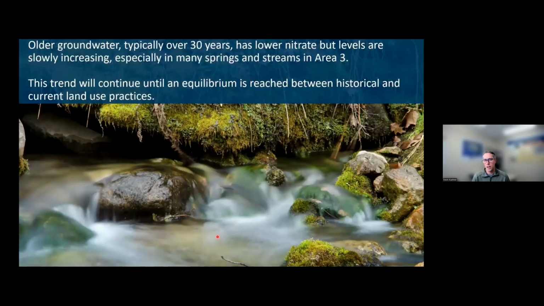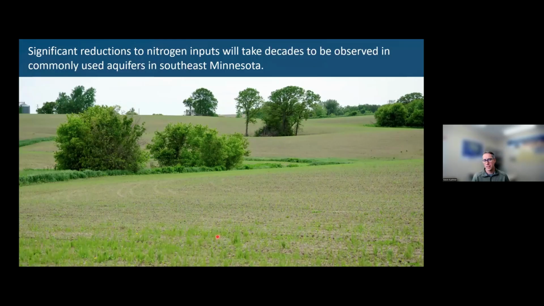And many of those older groundwater sites, typically older than 30 years, typically have lower nitrate, but the levels are slowly increasing in some of these sites, especially in many springs and streams in area 3. And this trend will continue until a steady state or equilibrium is reached between historical and current land use practices. Significant reductions in nitrogen inputs will take time to measure, and it will take decades to observe that. And this will apply to many of the commonly used aquifers that we have in southeast Minnesota.